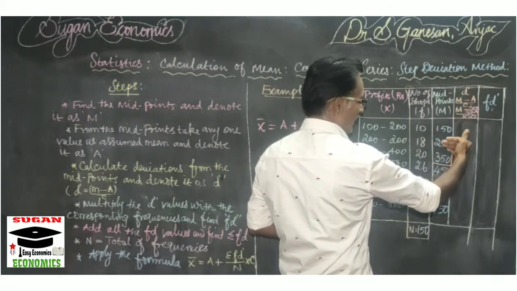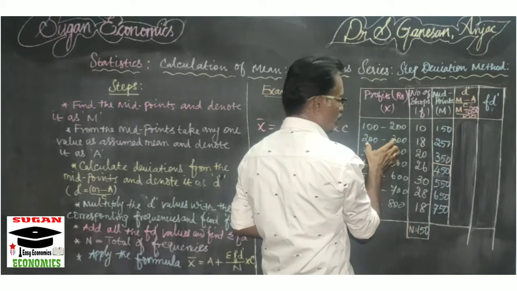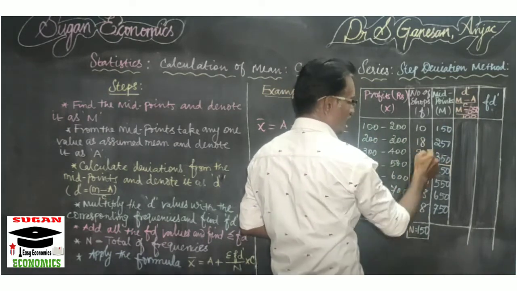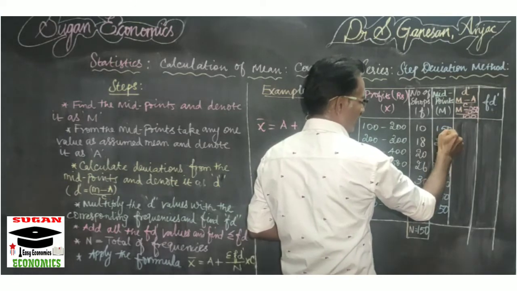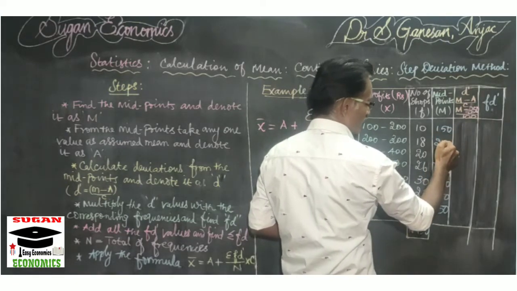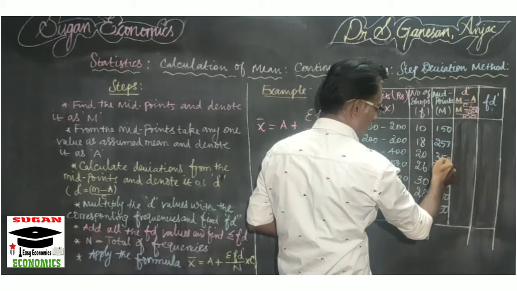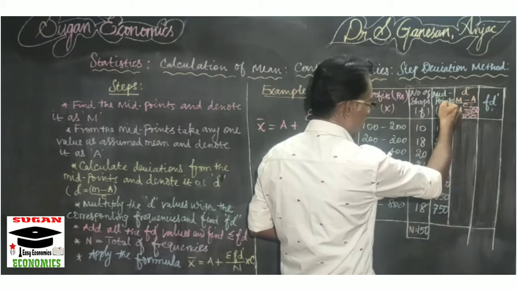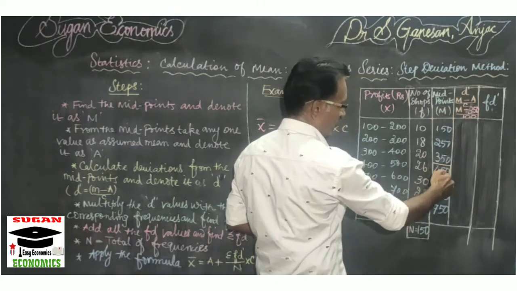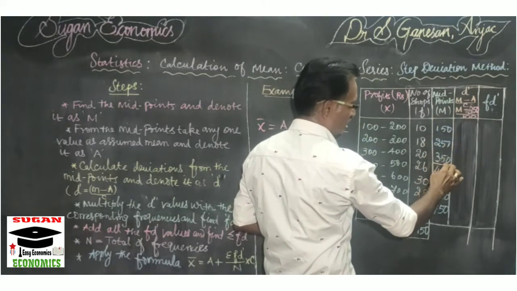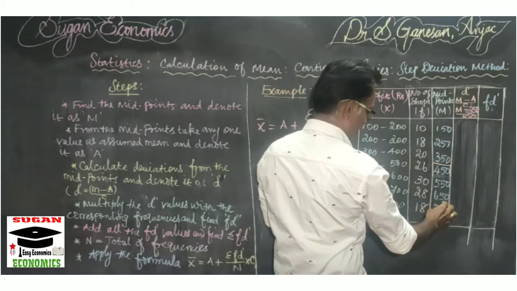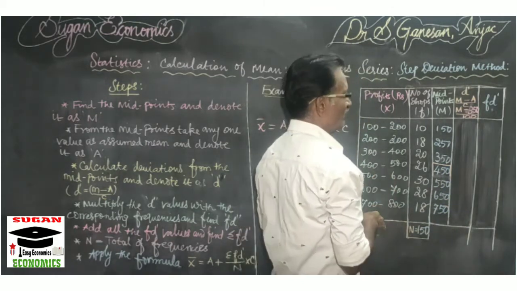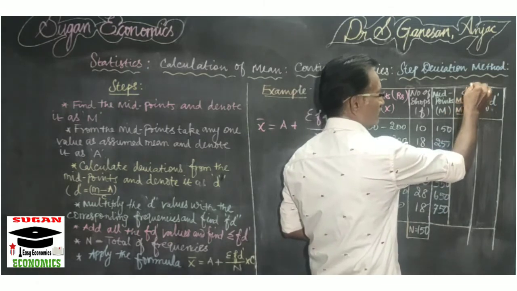Then for calculating the other midpoints, we have to add the class interval. The class interval is 100. So from the first midpoint we add 100: 150 plus 100 is 250, 250 plus 100 is 350, 350 plus 100 is 450. In this manner we calculate the midpoints. So the calculated midpoints are 150, 250, 350, 450, 550, 650 and 750. Now we have to find the d dash value.